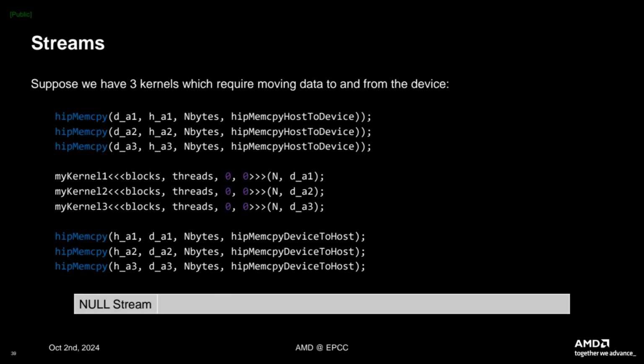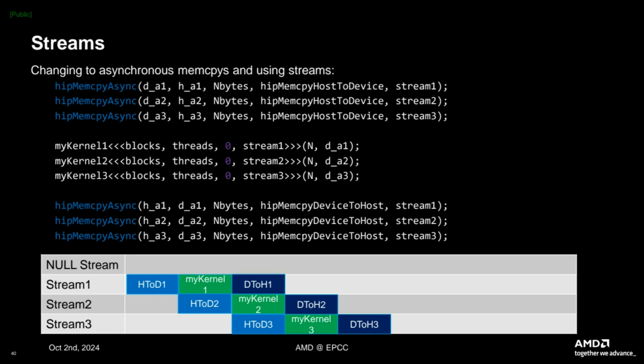This slide over here just shows you once again what happens if you put everything on the null stream. So in this case, you would have all the copies occur, then the kernel executions, and then the copies back to host from device. However, and also please notice that, as in the kernel launching, the last argument for the hipMemcpyAsync is the stream ID.